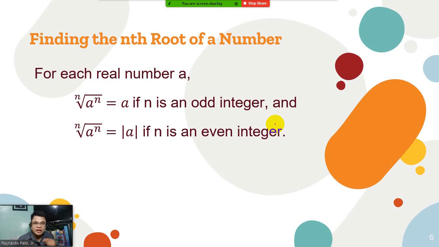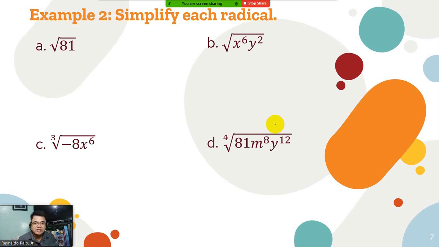To better understand these properties or concepts, we're going to have examples after this, right? So, for each real number a, nth root of a raised to the power of n is equal to a if n is an odd integer, and nth root of a raised to the power of n is the absolute value of a if n is an even integer. So, to better understand this one, let's have the following examples.